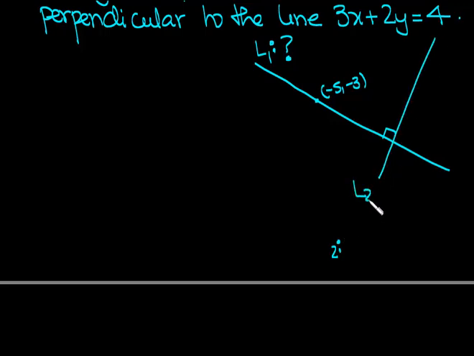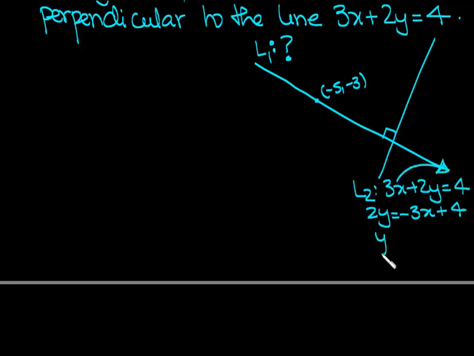So this is L2. They've given us 3x plus 2y is equal to 4. So I'm going to isolate y, so we get 2y is equal to negative 3x plus 4. I'm moving the 3x to the opposite side. Divide by 2. y is equal to negative 3 over 2 x plus 2. I'm dividing everything by 2. So my slope is what of this line?